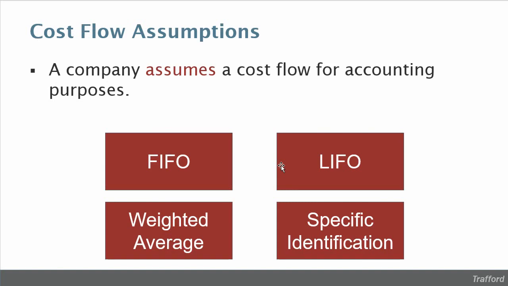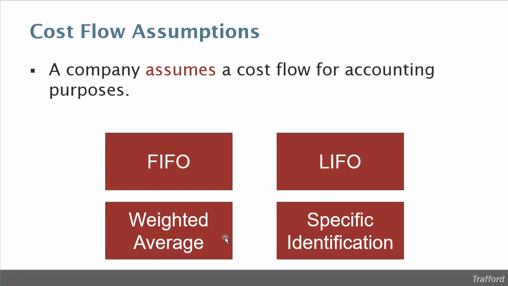Well, I've just given you 2 examples of 2 of the most common cost flow methods that are used here in the U.S. FIFO, which stands for first in, first out, and LIFO, which stands for last in, first out. So we'll come back and talk about those 2 methods in a little bit. FIFO basically assumes you're selling your oldest inventory first, whereas with LIFO, you cost your inventory as if you sold your newest inventory first. The other two options here are weighted average and specific identification.